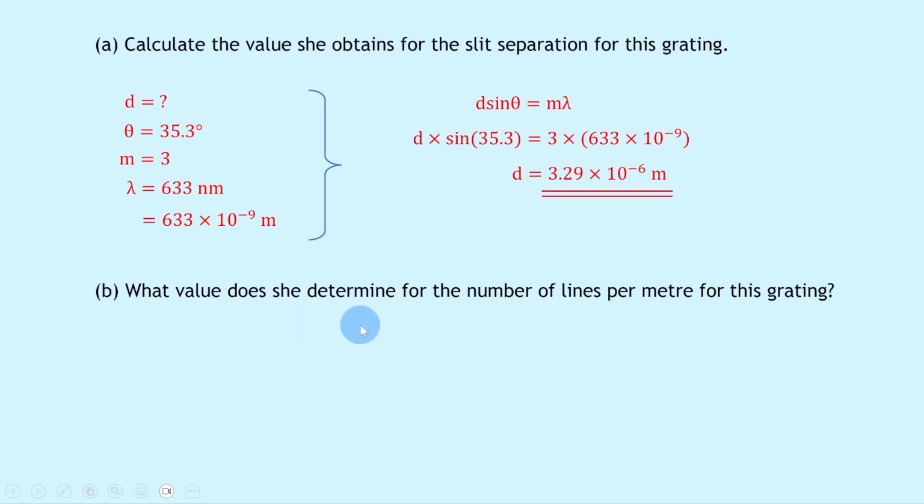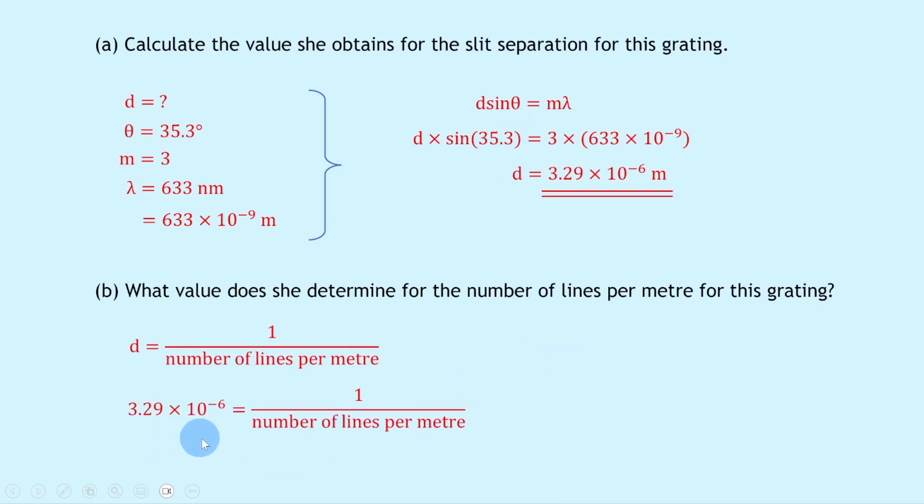Part B says what value does she determine for the number of lines per metre for this grating? Well, here we need to use the relationship between the slit separation d and the number of lines per metre. And remember we saw this in the theory video for diffraction gratings and the grating equation. So we have d equals 1 over the number of lines per metre, where remember we want to find the number of lines per metre here. So let's substitute in d that we just found in part A.